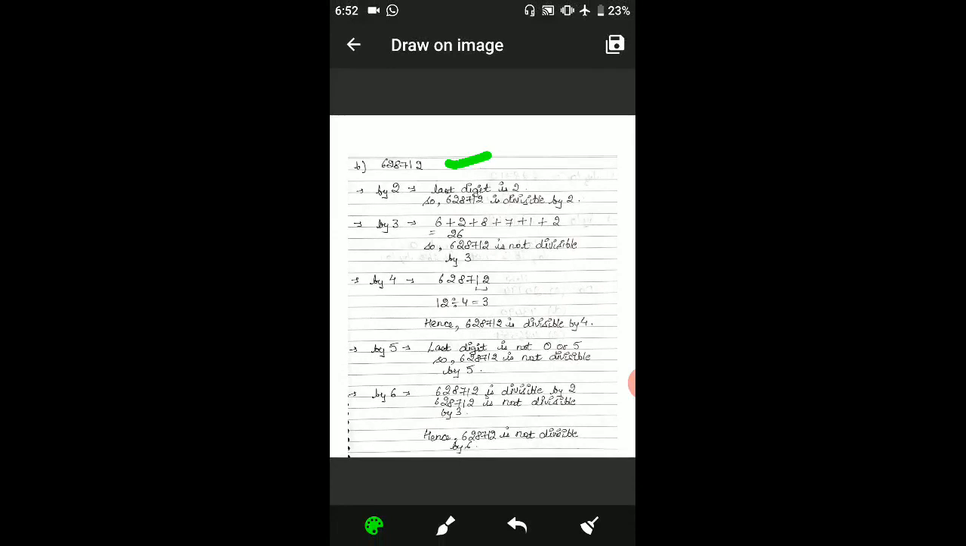Clear? Now we do question number 2. Question number 1, B part, I am going to tell you. Here you will see 628712. By 2, the last digit is 2. It means this number is divisible by 2. Clear? Now by 3, what do you have to do? You have to add all the numbers. When I add it, I get 26. 26 does not come in the 3 table. It means that this number is not divisible by 3.